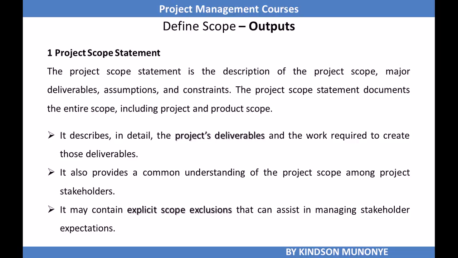The project scope statement might include things like it describes in detail the project deliverables and the work required to create those deliverables. It provides a common understanding of the project scope among project stakeholders, and contains explicit scope exclusions that can assist in managing stakeholder expectations. So, in the project scope statement, together with saying what should be in the scope, you also explicitly specify what is not in the scope.